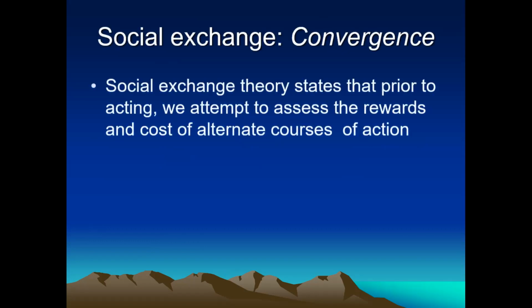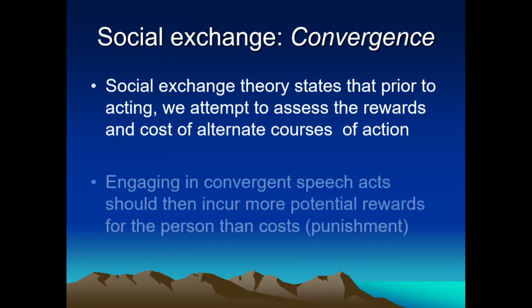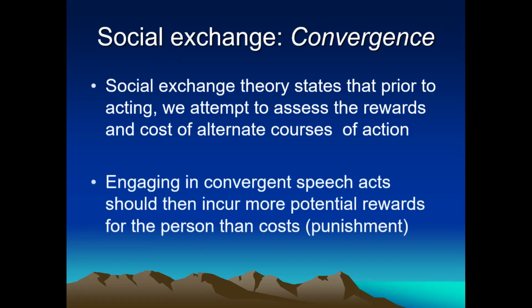So social exchange theory states that prior to acting, we attempt to assess the rewards and costs of alternate courses of action. So we're thinking about the opportunity costs. What will I be getting in exchange for giving up a part of my identity through convergence? Engaging in convergent speech acts should then incur more potential rewards for the person than punishment. So there has to be greater potential rewards, like the tips, for instance, than being punished in some way or being insulted in some way.